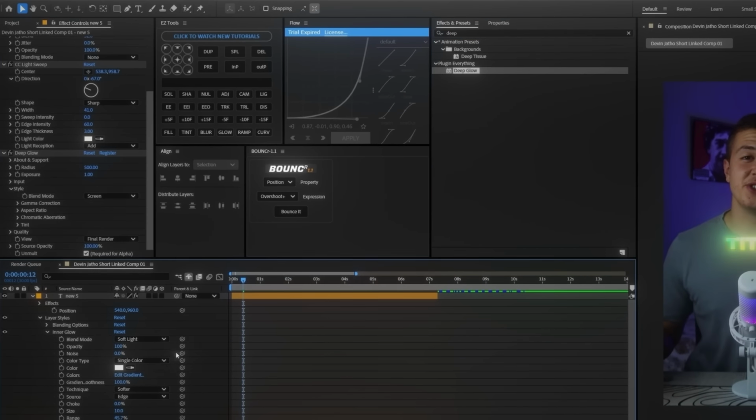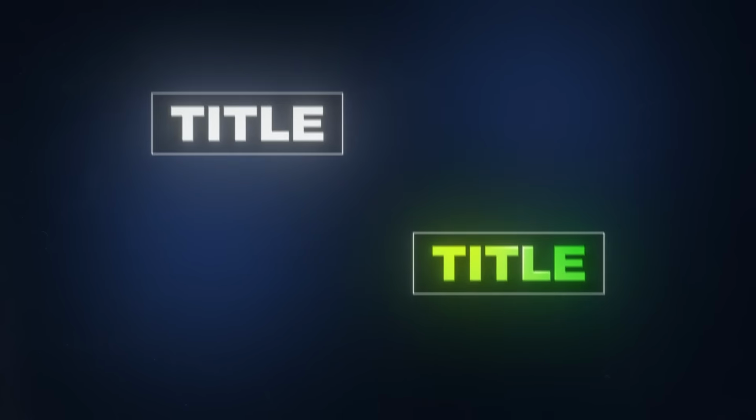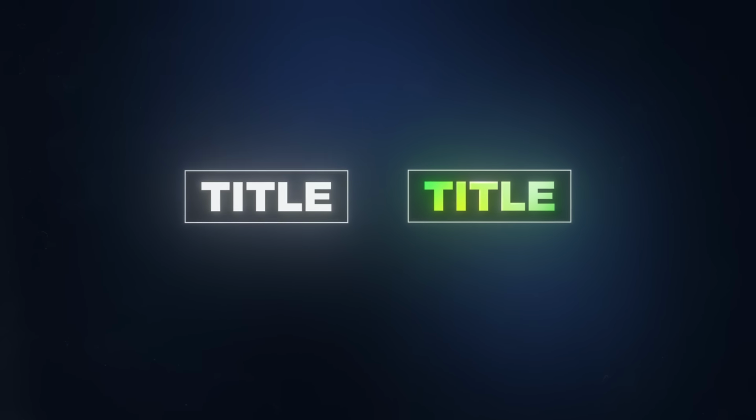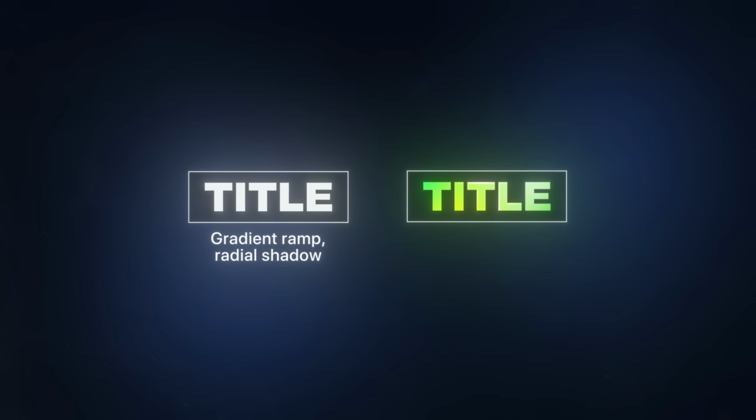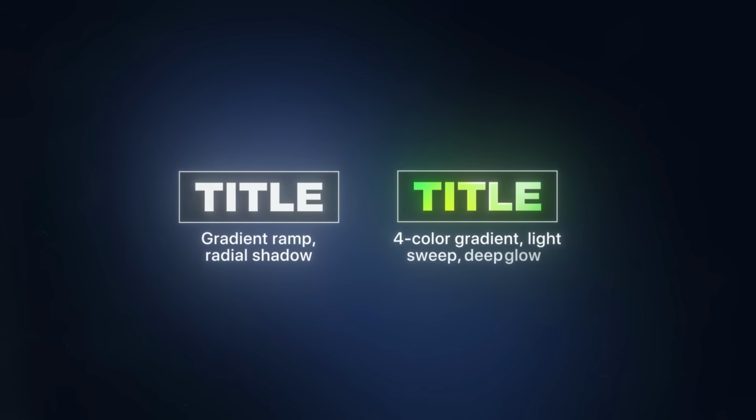And of course, the final touch, deep glow. We add in the deep glow effect and tone it down to 0.2. And just like that, we have our base white text and our special text for Devon Jatho. For the base text, we use gradient ramp and radial shadow. And for the special text, we use 4-color gradient, light sweep, and deep glow.